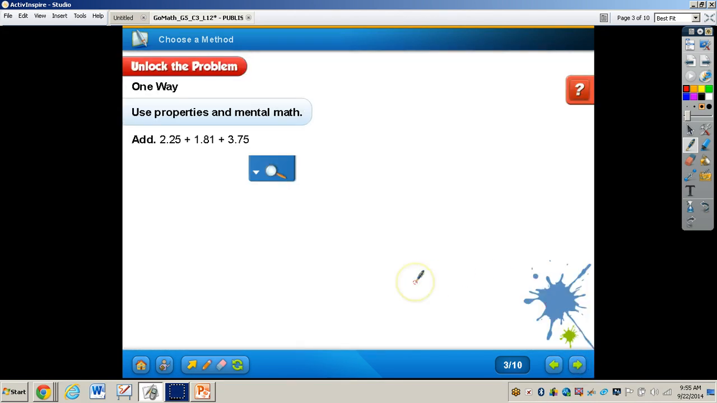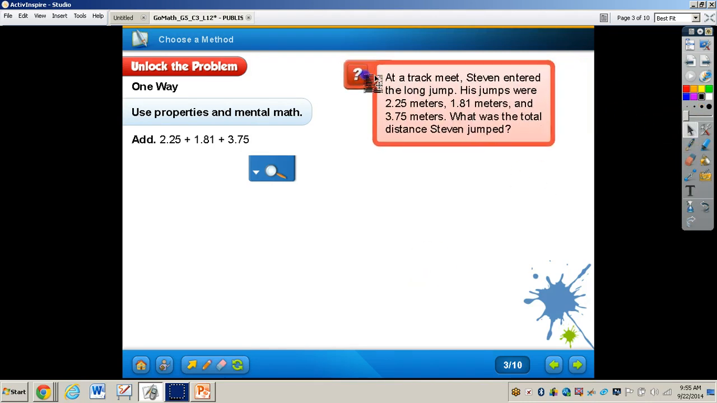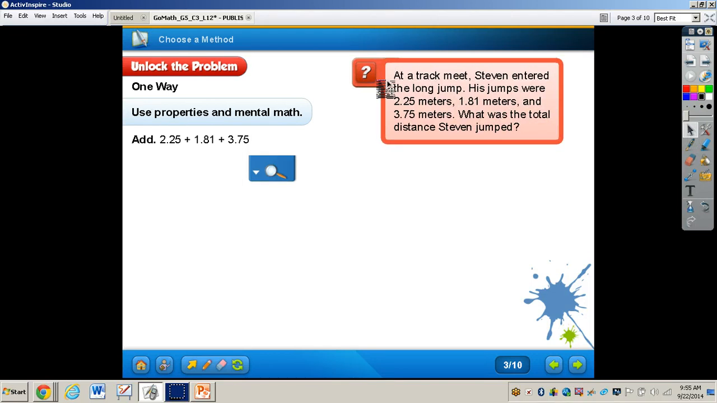Now, let's take a look at unlocking the problem on page 151. And the first thing we need to do whenever we come across a problem is read it. Okay, so it says at a track meet, Stephen entered the long jump. His jumps were 2 and 25 hundredths meters, 1 and 81 hundredths meters, and 3 and 75 hundredths meters. What was the total distance Stephen jumped?